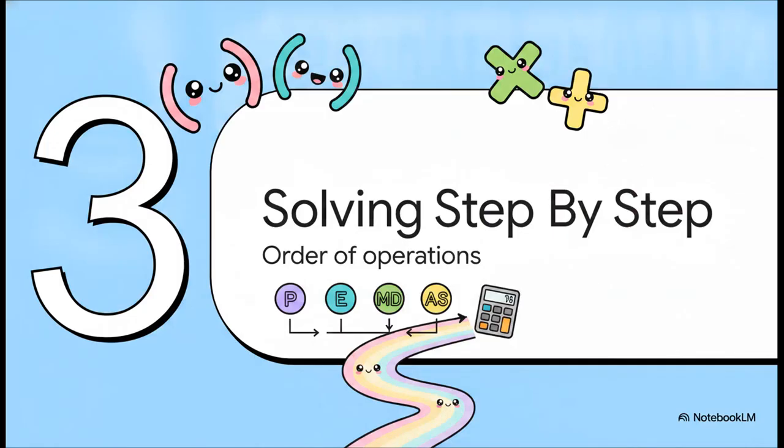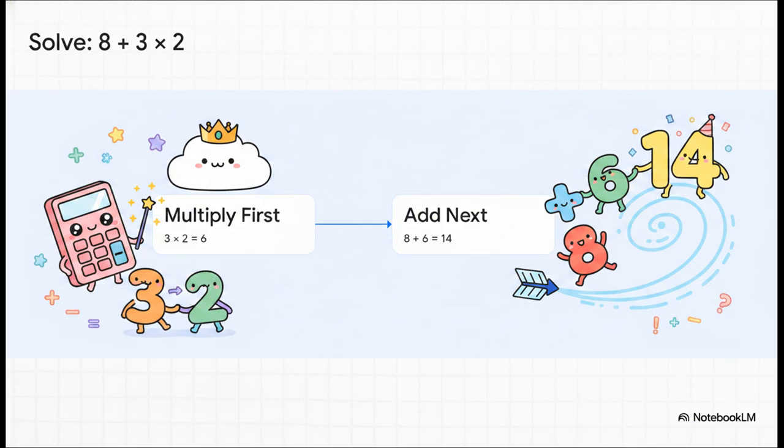All right, let's move to part 3, solving step by step, the order of operations. So, when we have more than one operation in a single expression, we can't just solve it from left to right like we're reading a book. No way. We have to follow a very specific rule called the order of operations.